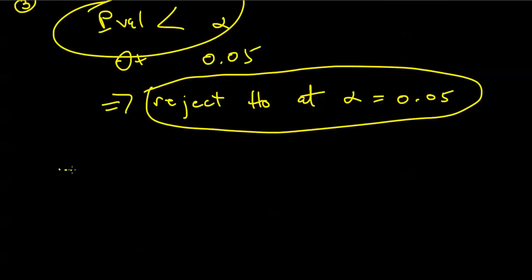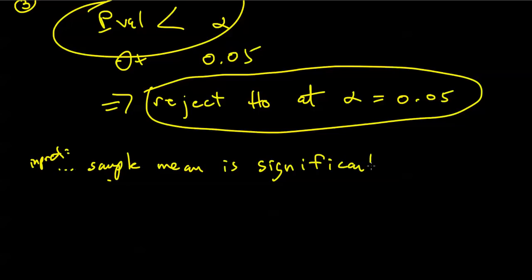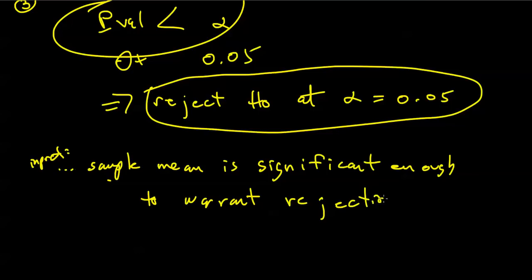In other words, if we put an interpretive statement here, the sample mean is statistically significant enough to warrant rejection of the null claim that the mean is 678.